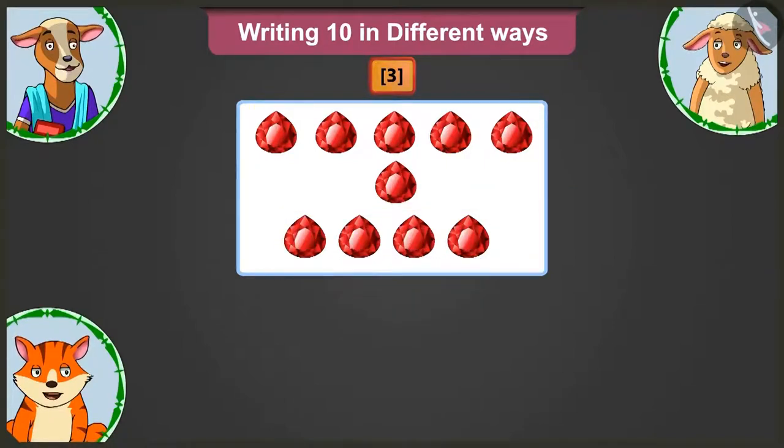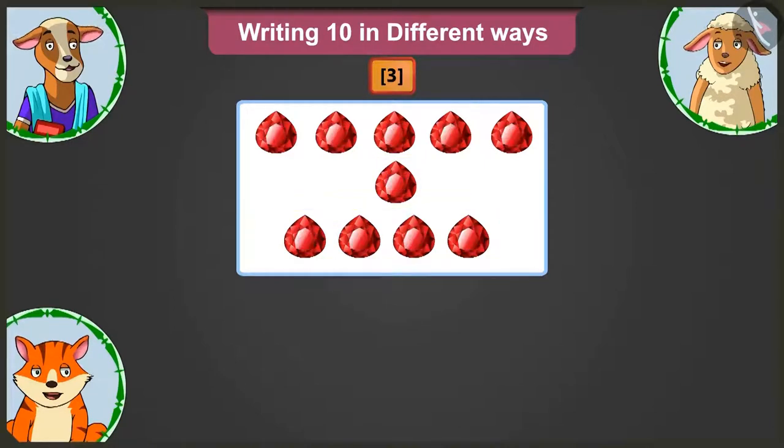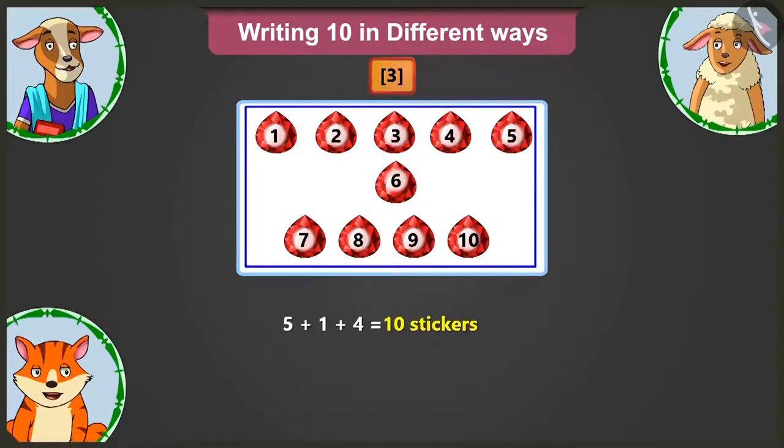Well done, Billy. Lily, now you tell me, how will we write the sum of 10 here? In this card, there are 5 in the first row, 1 in the second row, and 4 stickers in the third row. So here, we will write 5 plus 1 plus 4 to make 10 stickers.